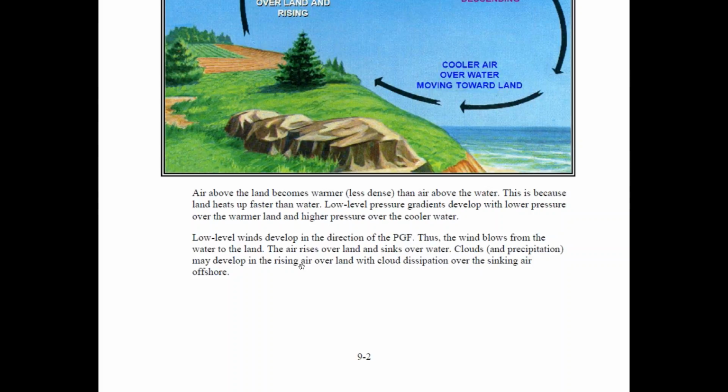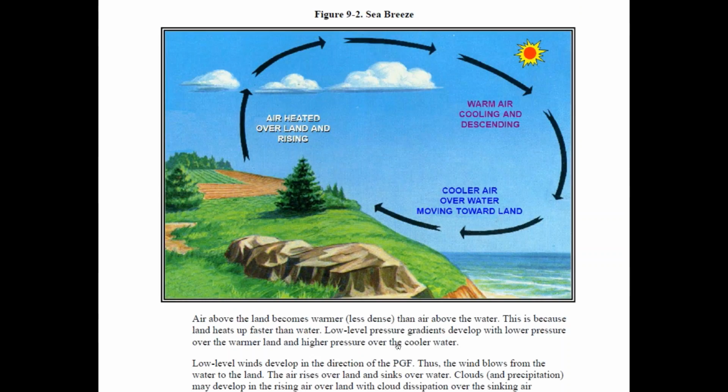So the air rises over the land and sinks over the water. Clouds and precipitation may develop in the rising air over the land with cloud dissipation over the sinking air offshore. So it basically was this same exact cycle, it was just a lot closer. It was a tighter circle, if you could imagine. It was coming in and circulating in a circle like this instead of a big circle like this.